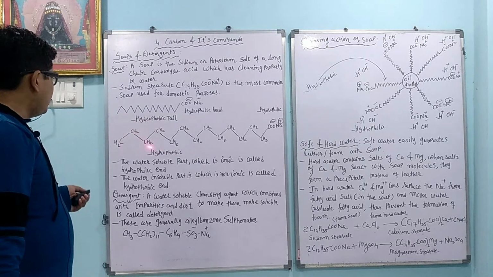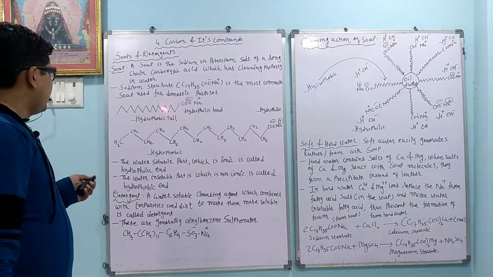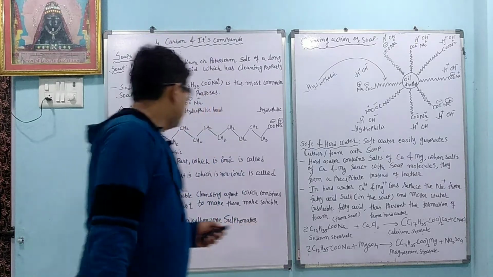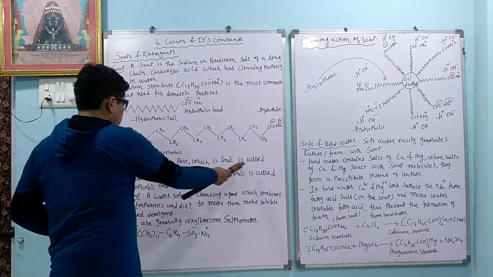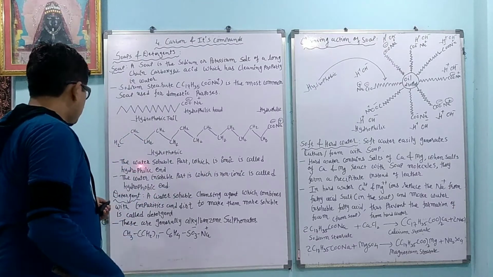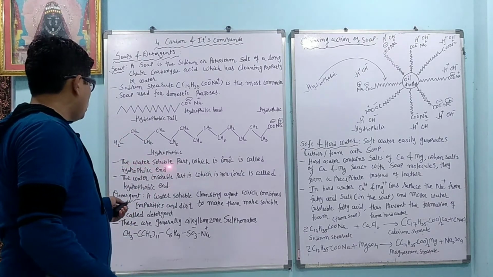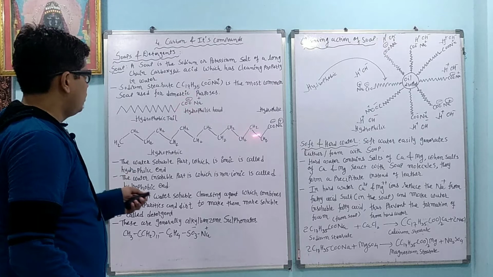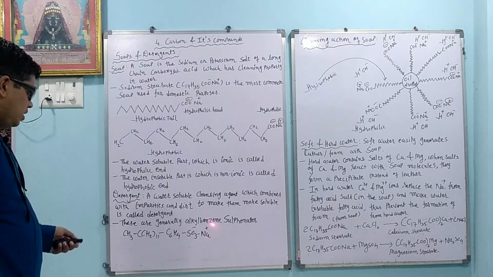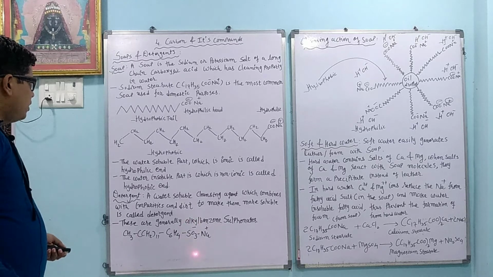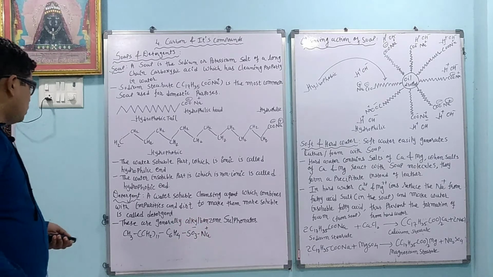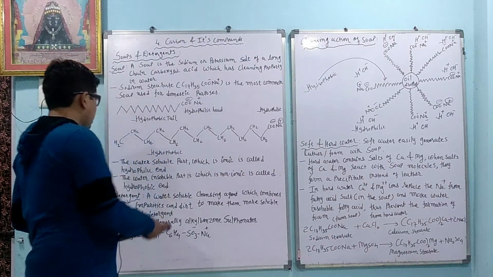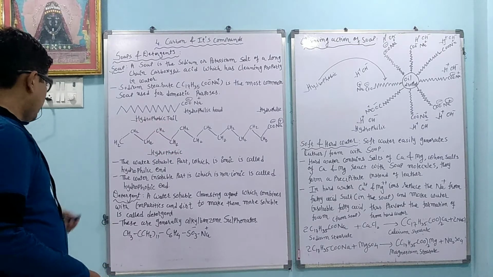Instead of writing this long chain, we can also represent it by the zigzag line. Each end and each corner indicates that a carbon, a CH2 unit, is present. The water soluble part, which is ionic, is called the hydrophilic end. This COONa, or in the case of SO3Na detergent, this part is the hydrophilic end, which is attracted towards the water. The water insoluble part, which is non-ionic, is called the hydrophobic end. So this part is the hydrophobic end.